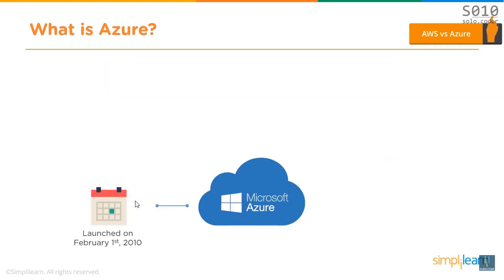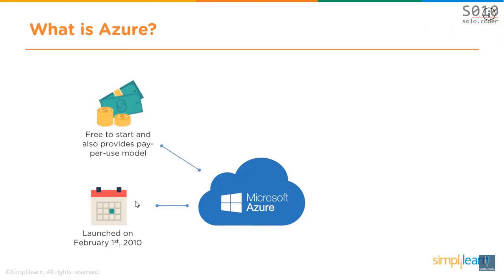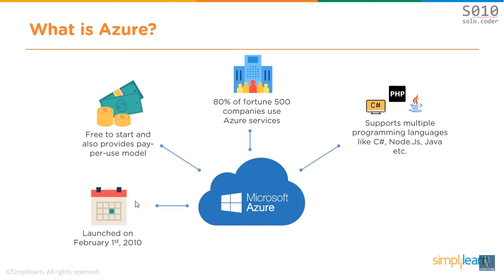Now, here are some things that you need to know about Azure. It was launched on February 1st, 2010, which is significantly later than when AWS was launched. It's free to start and has a pay-per-use model, which means, like I said before, you need to pay for the services you use through Azure. And one of the most important selling points is that 80% of Fortune 500 companies use Azure services, which means that most of the bigger companies of the world actually recommend using Azure. And Azure supports a wide variety of programming languages, C#, Node.js, Java, and so much more.